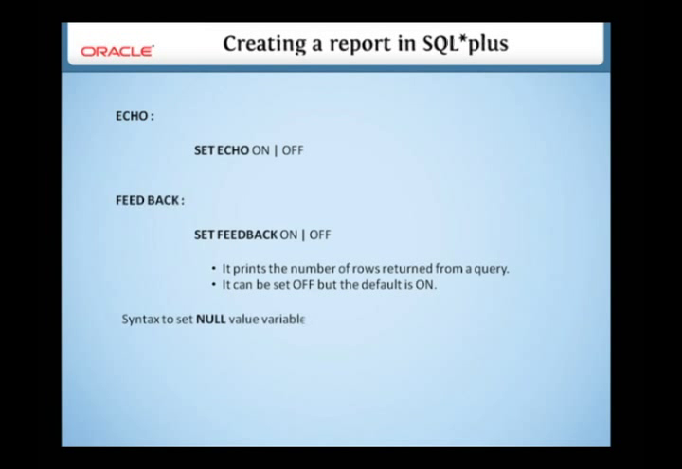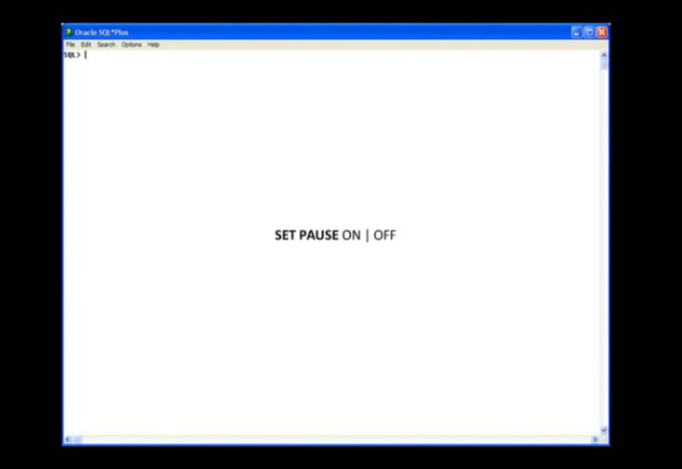Let's see the syntax to set a null value variable: set null value. By default, null value displays an empty space, but we can add some text string instead of printing empty spaces. Here is the syntax to set a pause between pages.